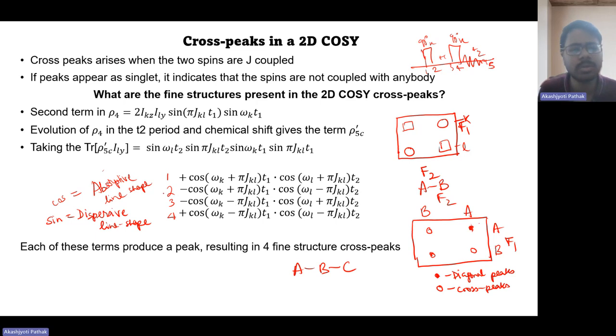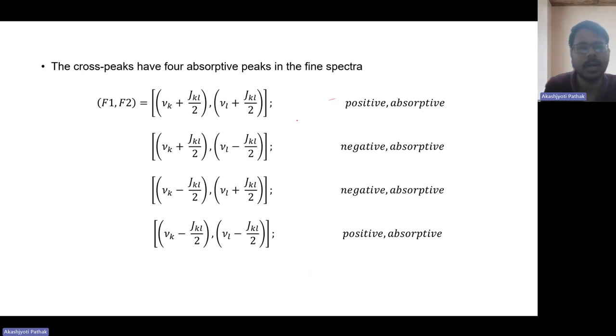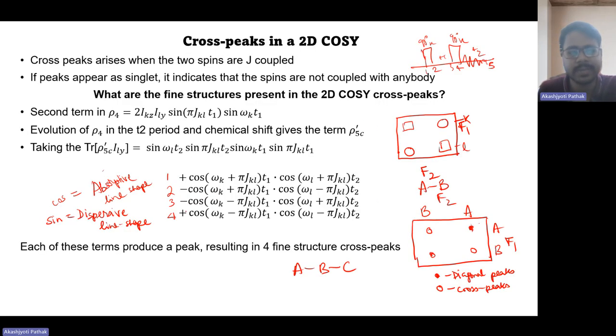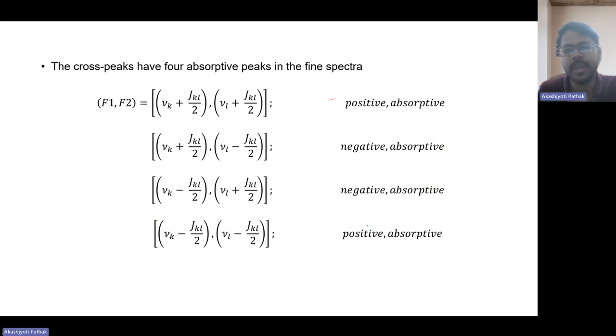So remember that cosine terms give us absorptive line shape and sine terms give us dispersive line shape. So all of these are cosine terms, and all these four terms will give us four absorptive peaks in the fine structure of the cross peaks of the 2D COSY. So all these are absorptive and positive, negative, negative, positive, based on these terms, plus, minus, minus, plus.